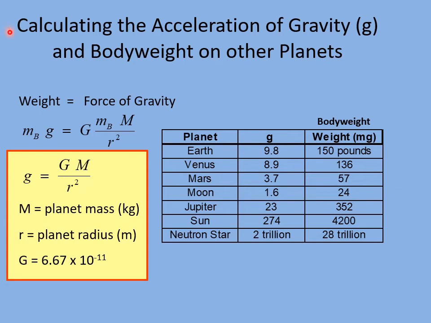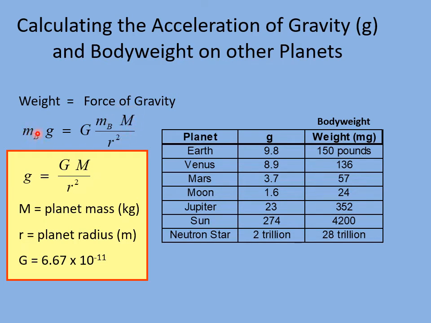Another thing that is kind of interesting that comes from Newton's law of gravitation is that we can calculate the acceleration of gravity, this is little g now, and also calculate what our body weight would be on other planets or objects in the solar system. So, remember from the past slide, we said that weight is defined as the force of gravity. So we have mg, m times little g, is equal to big G times m, this was our object again, the mass of the ball or whatever it was, times the planet's mass divided by r squared.